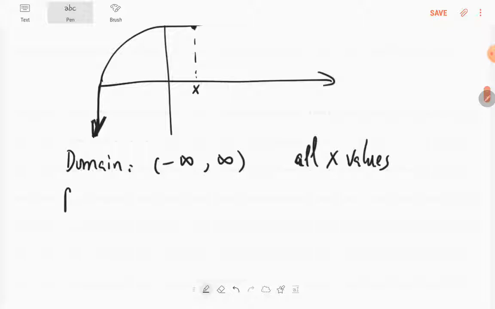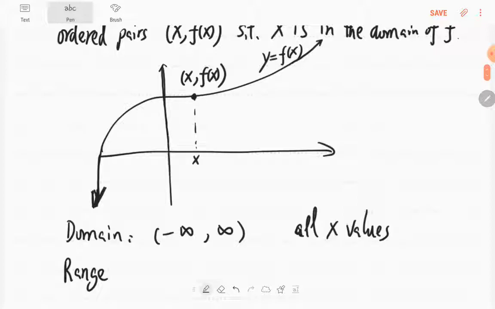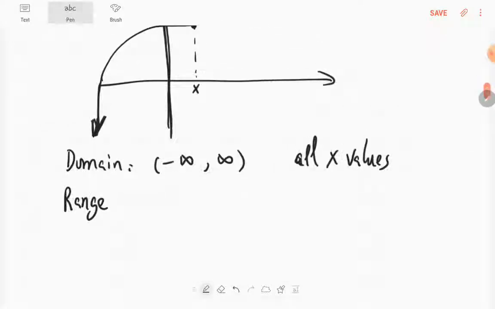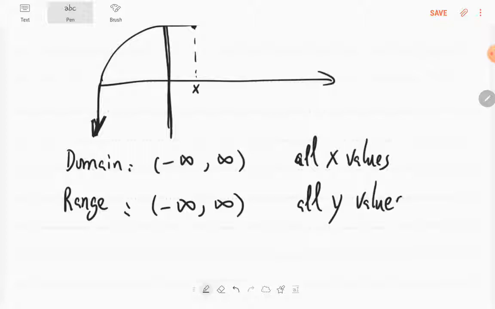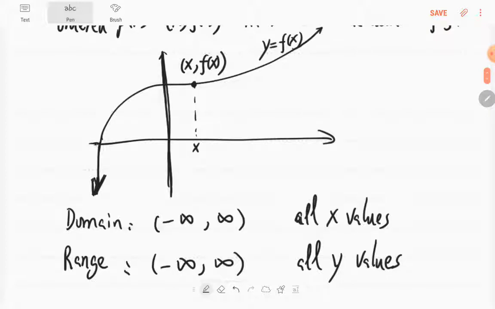What's the range? Let's look at the y values, the y-axis. You can see all the y values corresponding to a point on the curve. So the range is also from negative infinity to infinity. This is all y values. The domain is all the x values. For an arbitrary x value, you can find the corresponding point on the curve, so all x values can be plugged in. So the domain is also negative infinity to infinity.